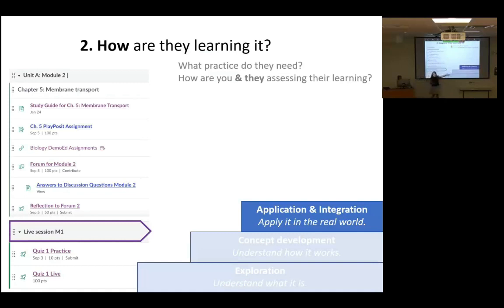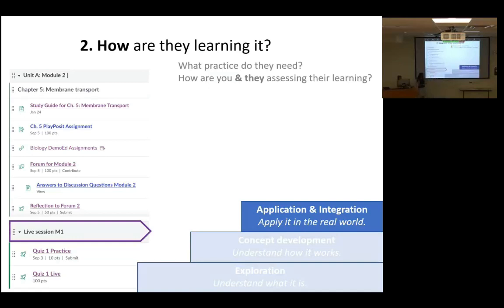And so they've done all these steps, this exploration and concept development, outside of class. So these are the things that they can do without me. These are the relatively simple, lower level type of goals. And the class time is prioritized for the application and integration, for that higher order thinking. That is the time when I will be with them so that I can help them with the most difficult concepts.